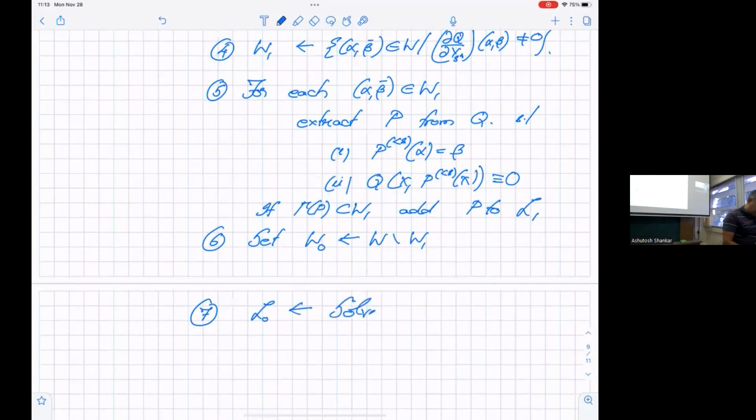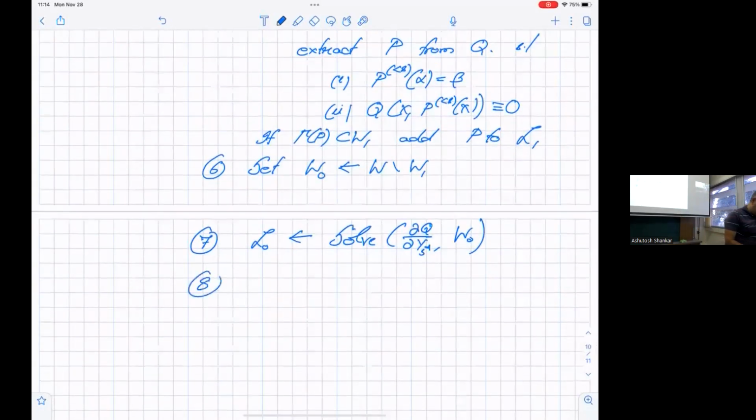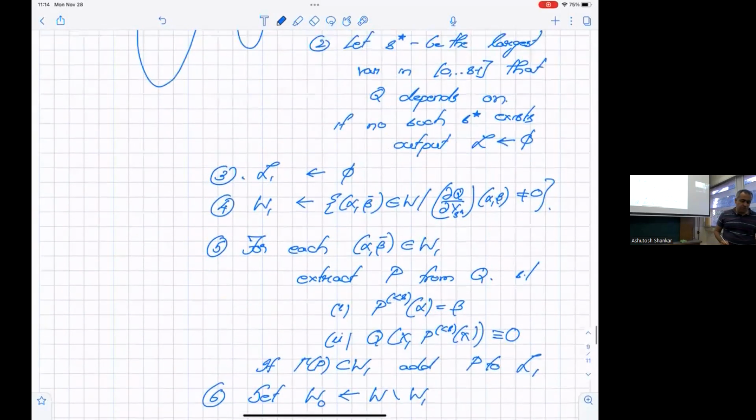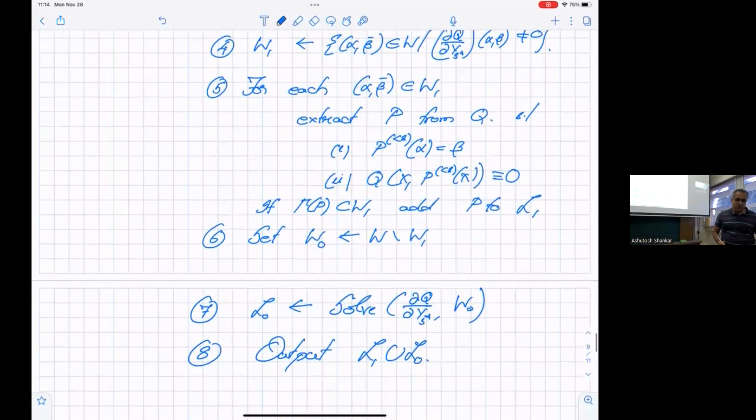In the recursive call to solve, instead of giving Q, you give ∂Q/∂Y star and you give W0. You know that for all of these points, let me finish this and then just output. The final thing will be just output L1 union. At least morally, you should be convinced that this is the right thing to do.